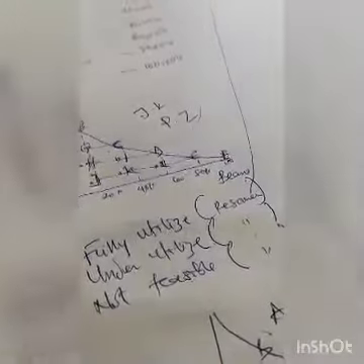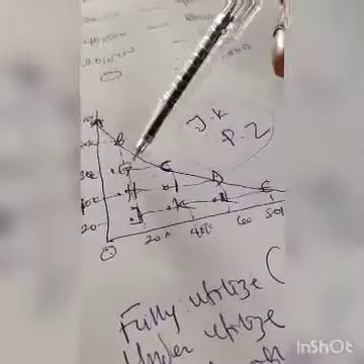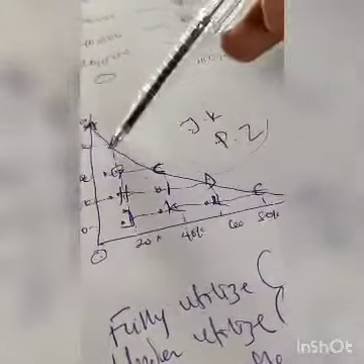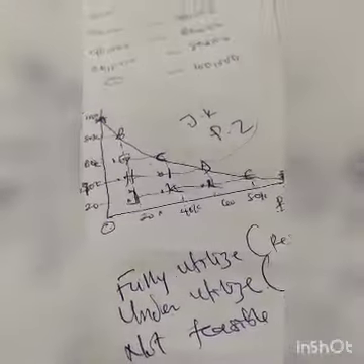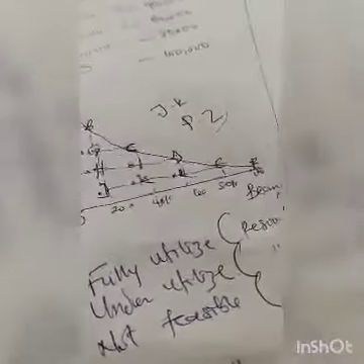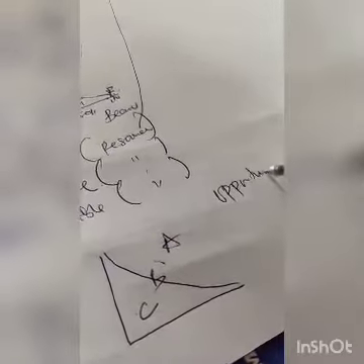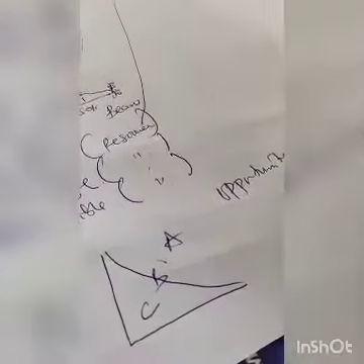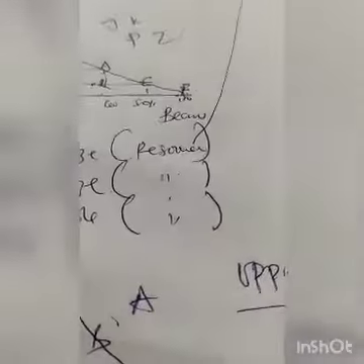Now, the last point you need to give to key your answer is that the downward slope of the production possibility curve shows that there is opportunity cost. Opportunity cost. That is, you forgo something for the sake of another. You let go of some things for the sake of another.